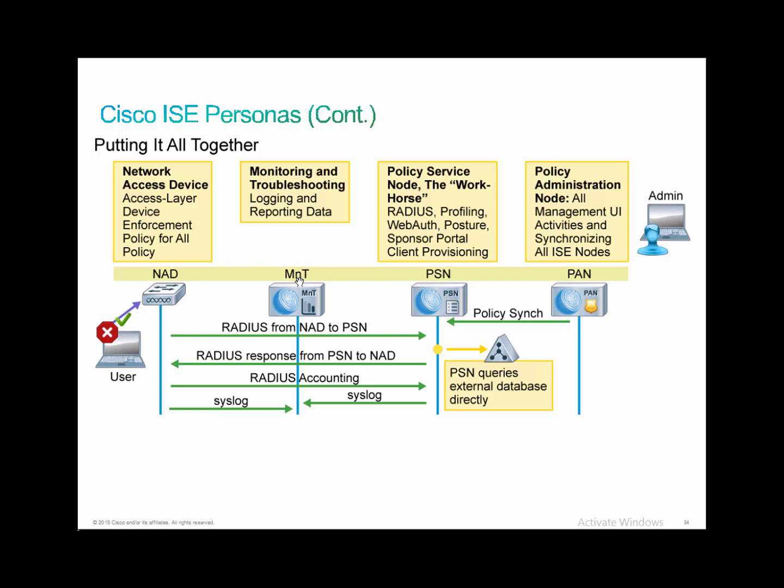The NAD then also sends RADIUS accounting messages to the PSN, and the PSN then correlates those messages and forwards them over to the session audit and syslog components that are part of MNT. So you kind of see that whole process documented here in this particular diagram.